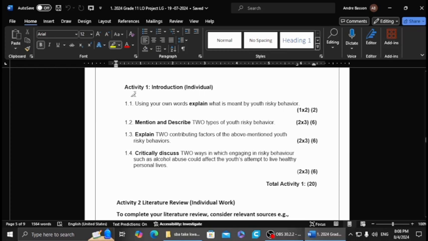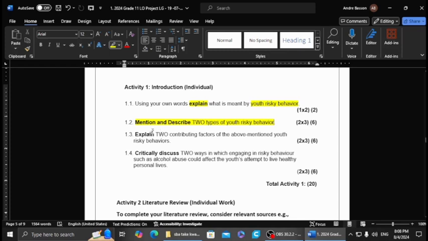Right, let's look at the questions using your own words. Explain what is meant by risky youth behavior. That's in your textbook. Mention and describe 2 types of youth risky behavior. So what you're going to do is mention it for 1 mark and then describe it for the 2nd mark, and for the 3rd mark, that is an example.